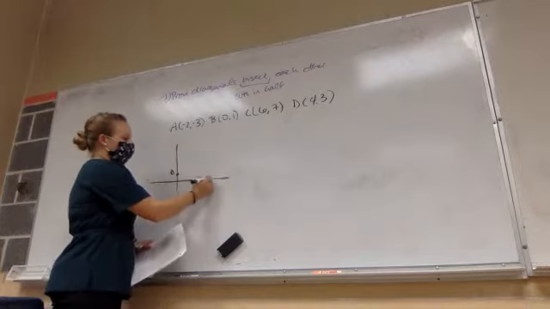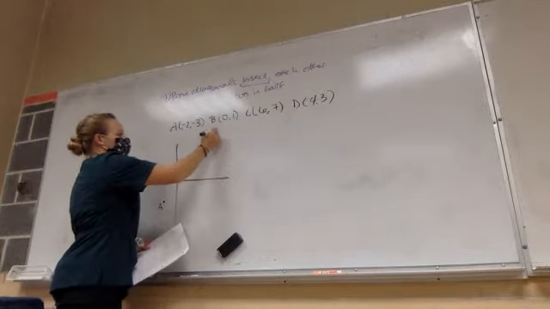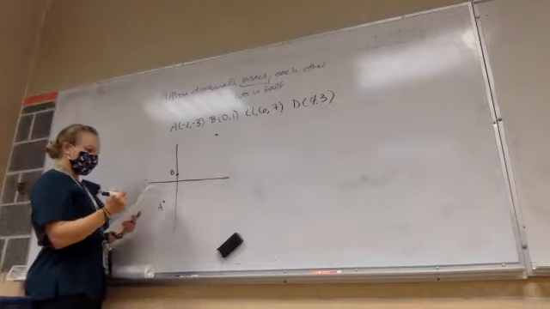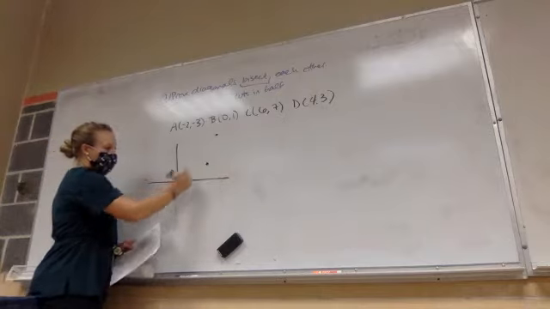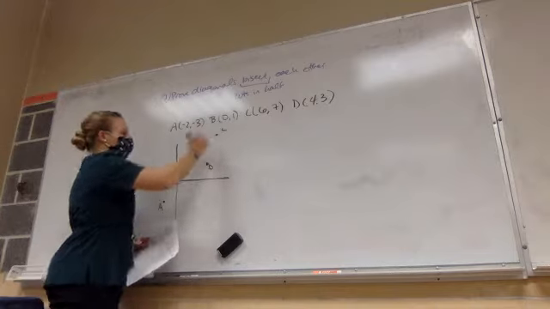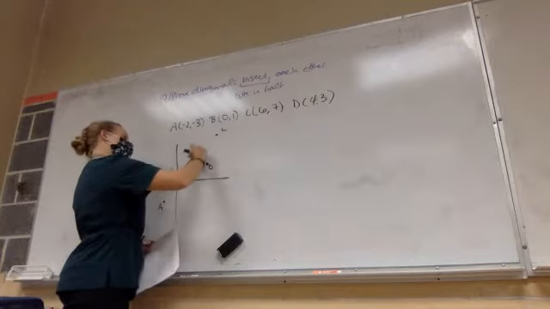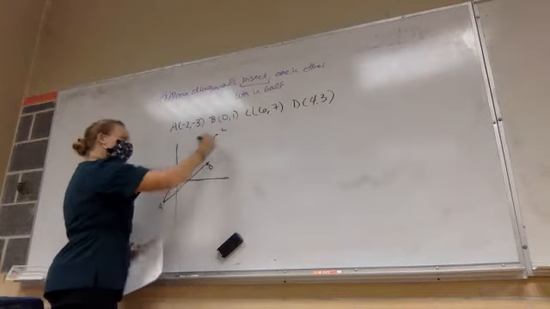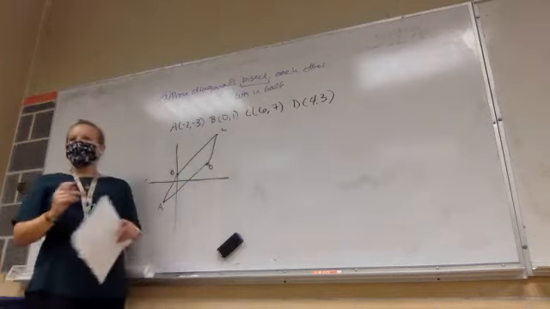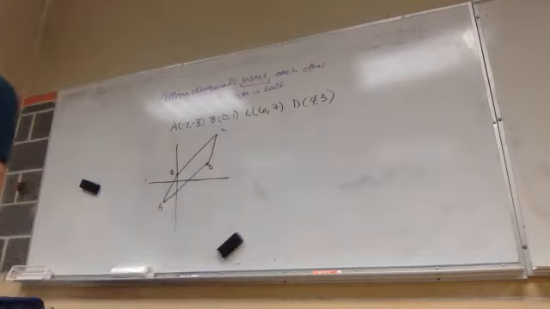C is at 6, 7. 1, 2, 3, 4, 5, 6. 1, 2, 3, 4, 5, 6, 7. And D is at 4, 3. 1, 2, 3, 4. 1, 2, 3. Ooh, this is an ugly shape. My scale might not be great, but I've got what looks like some kind of 4-sided figure, a quadrilateral, if you remember from geometry.